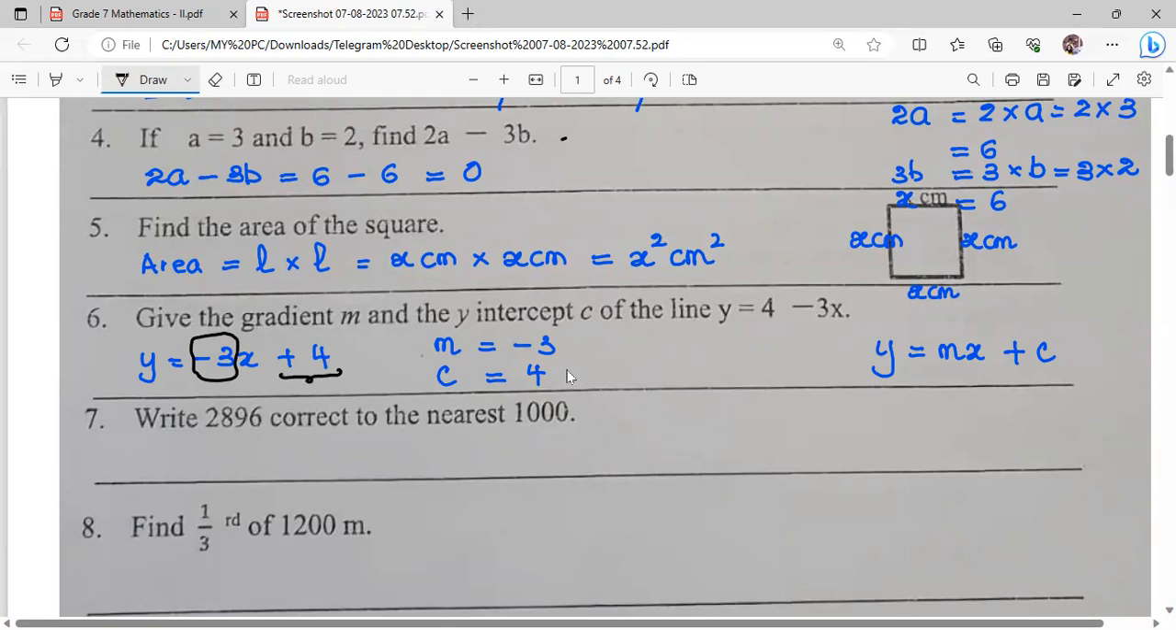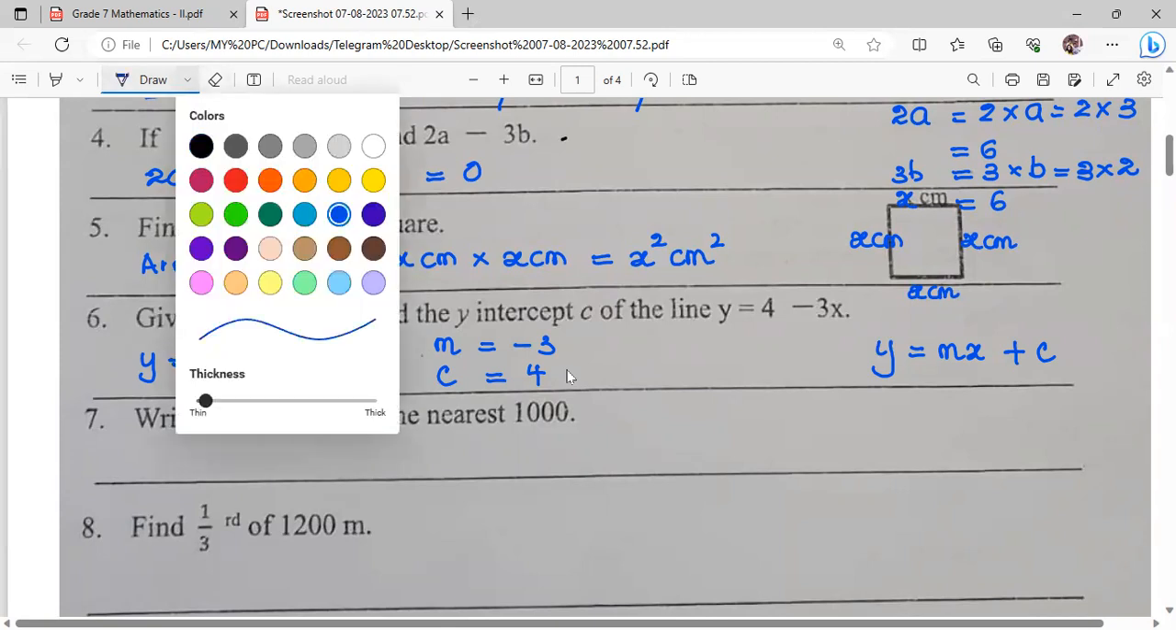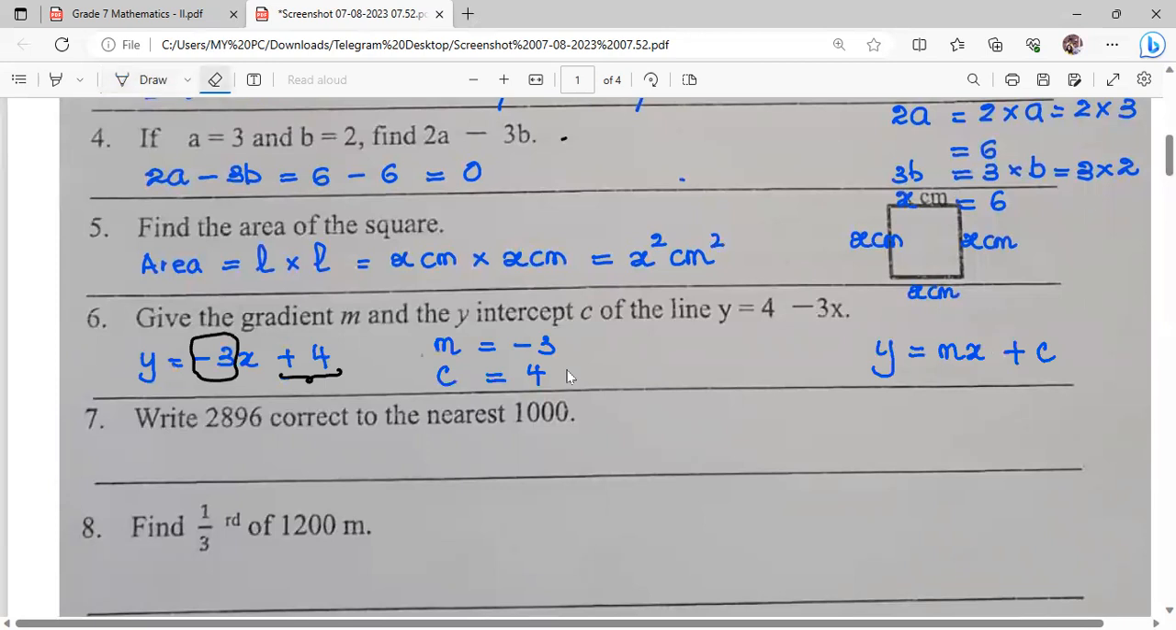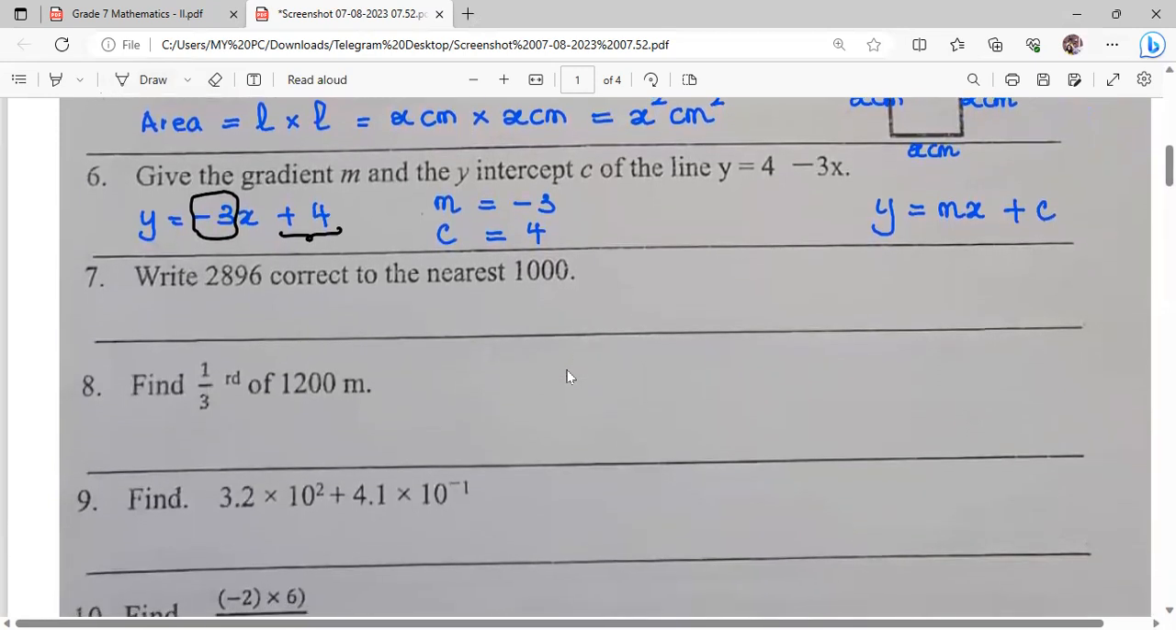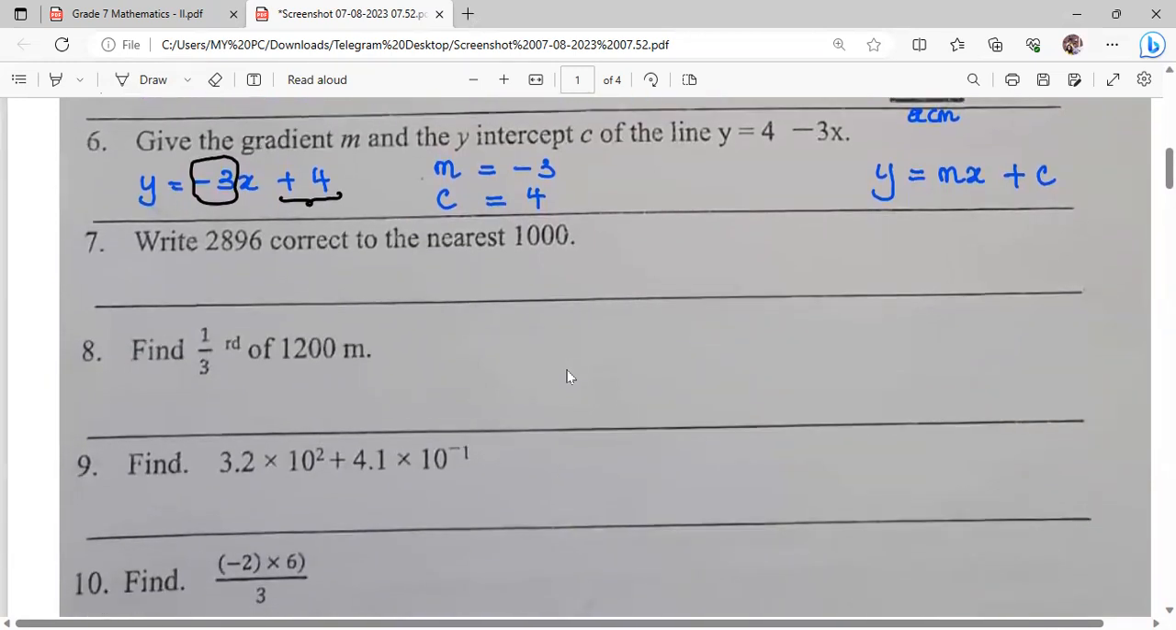You can show it like this using your black color pen because you are not allowed to use any other colors, only the blue and black. So you can show it like this to show clearly that this is the gradient and this is the M value and this is the C value. And the next number you want to correct to the nearest thousand.